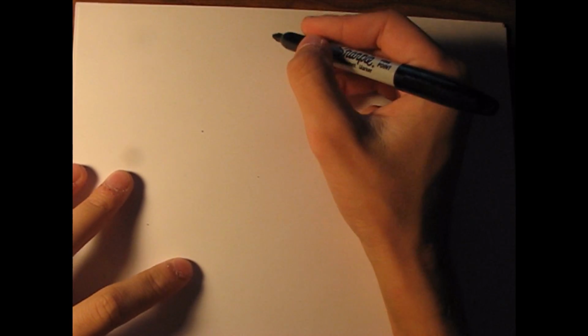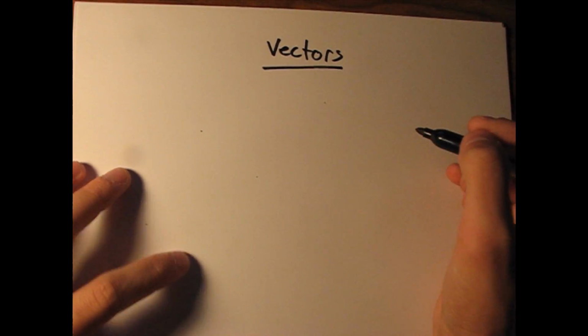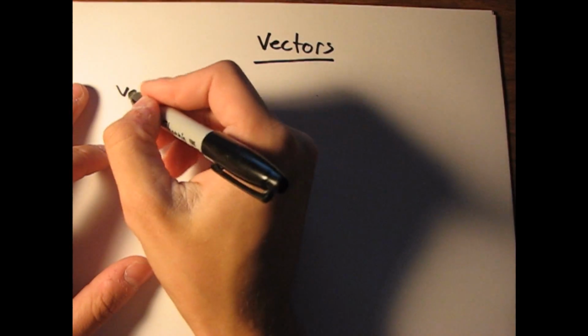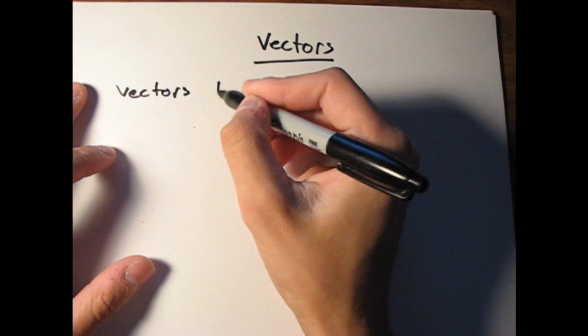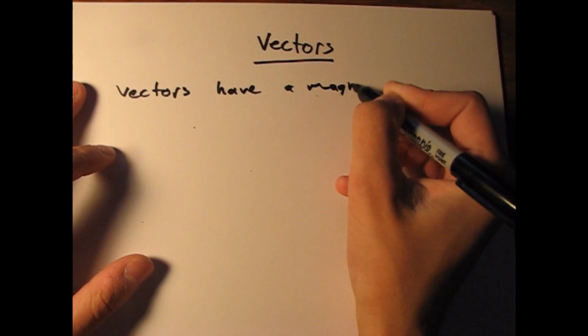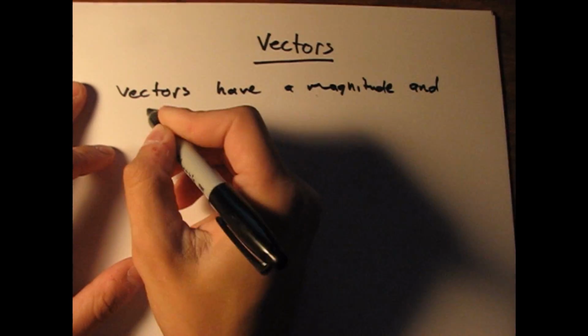So you understand? I hope you do, because I'm not going over it anymore, because we are moving on to vectors. Okay, so let's talk about vectors and basic trigonometry that goes with them. Vectors have a magnitude and a direction.